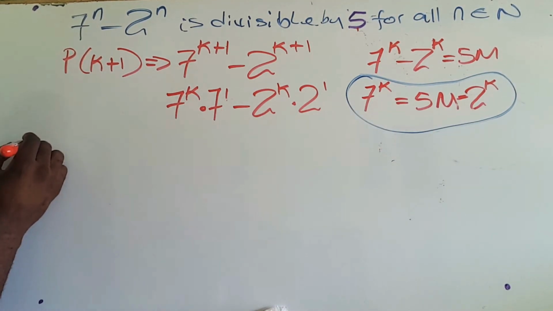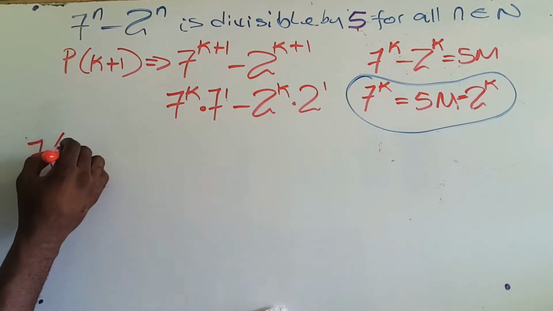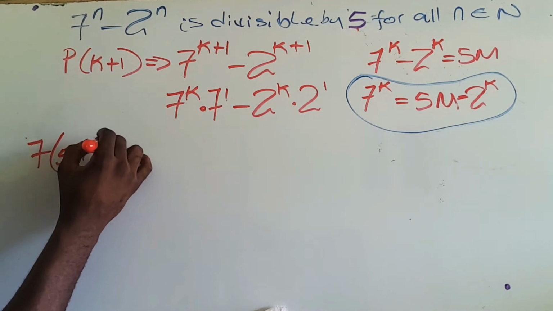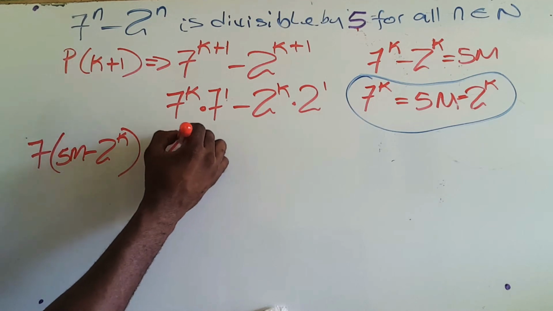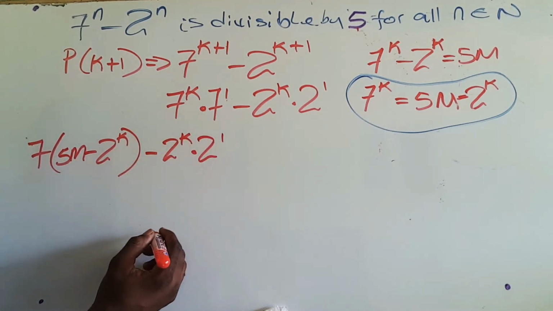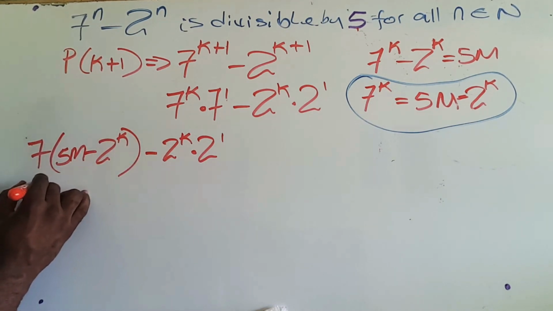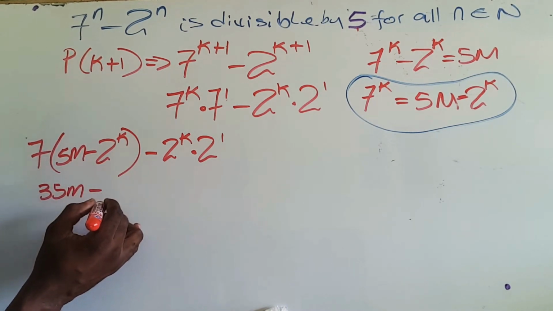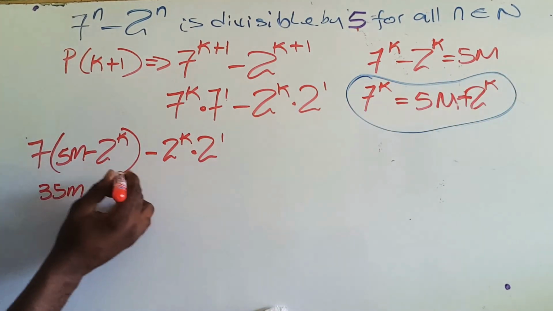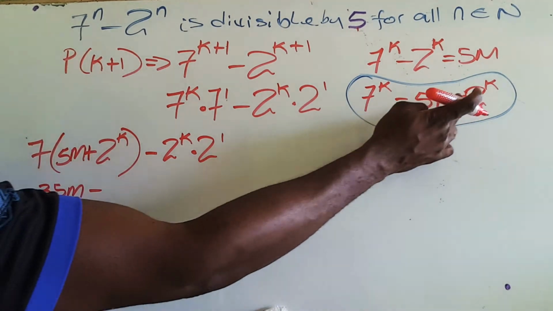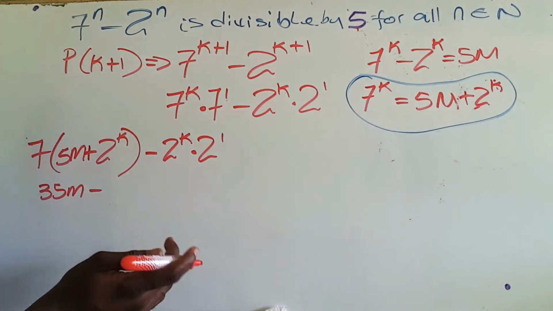I'm going to put the 7 out front. So we'll have 7 times 5m plus 2 to the k. Then there's a minus 2 to the k times 2 still. Now I'm going to distribute my 7 inside. I'm looking at 35m plus, oh, this is a plus, my bad. Plus, when I go across, is a plus. So I made a quick error, everybody. I put a minus, there should be a plus. It's one of the common mistakes people make every now and then. We are all humans.